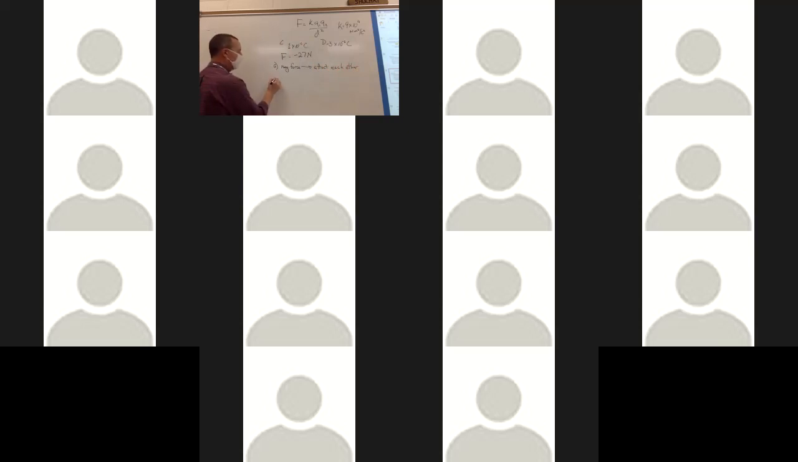Part B, how far apart are the two charges? So now we're going to solve for D. It's the same stuff, just a little bit of algebra manipulation to solve for D. Right? F equals K Q1 Q2 over D squared. We have K as a constant. We have Q1, Q2, and F, and we're going to solve for D in this one. What is D? is the question.